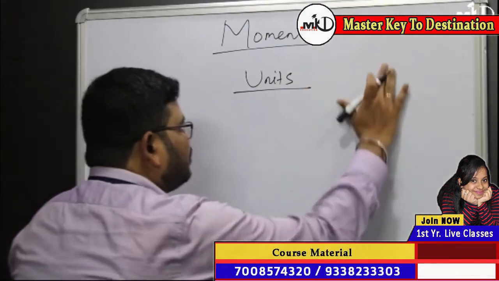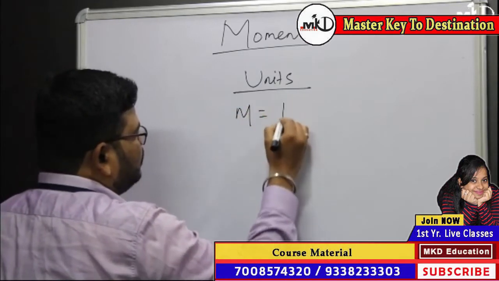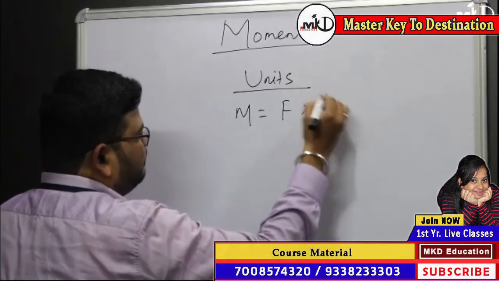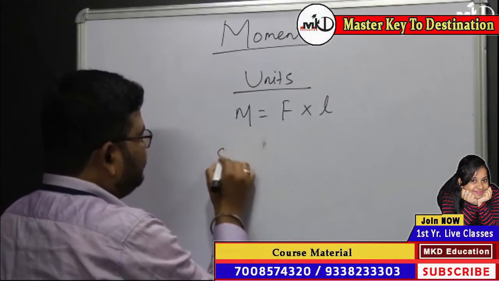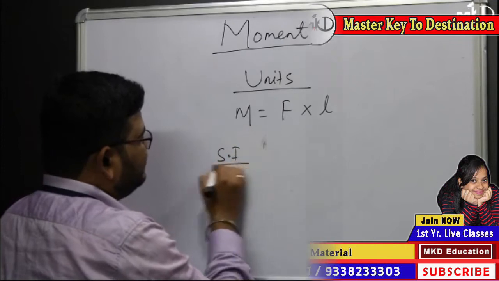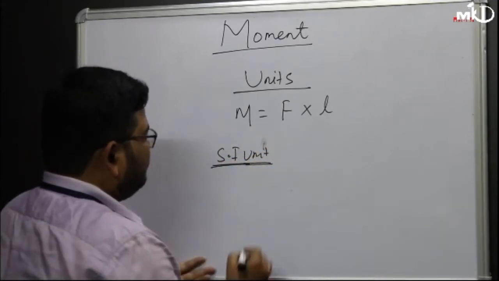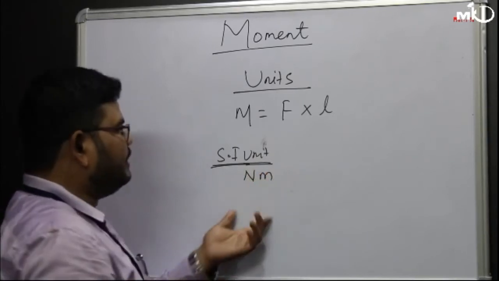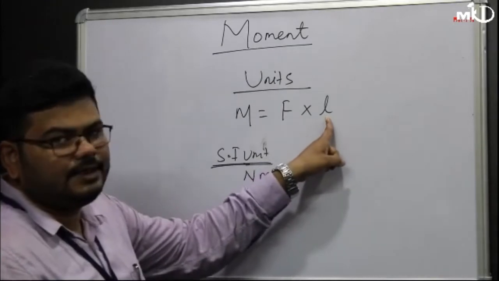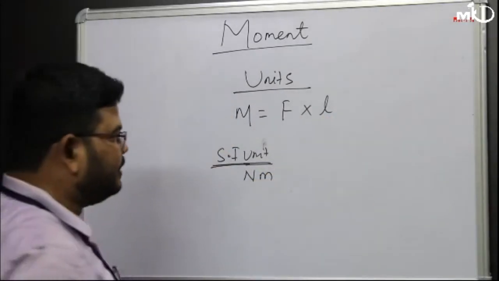Units of moment. Now, as we know that moment is equal to force into perpendicular distance, and the SI unit of force is Newton. So in SI unit, the unit of moment will be Newton into meter. In SI unit, the unit of length is meter. So in SI, the unit of moment will be Newton meter.